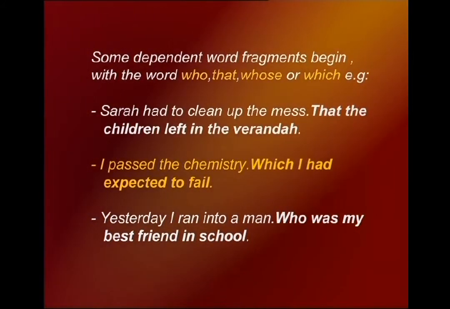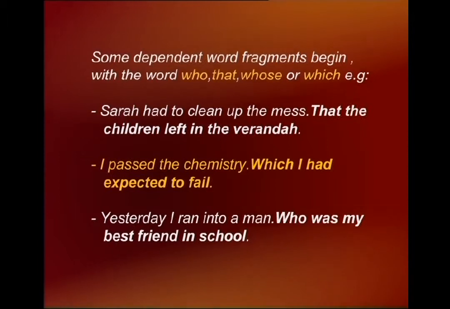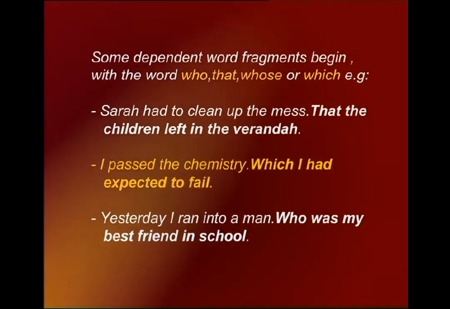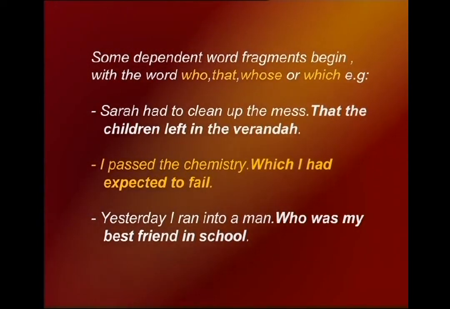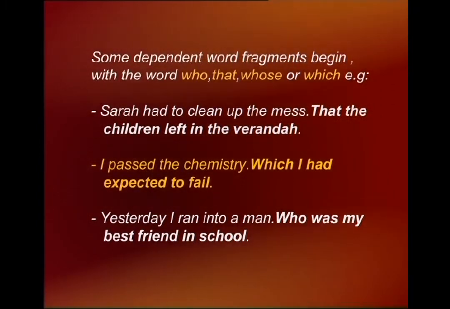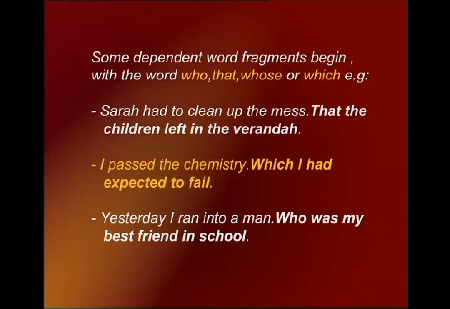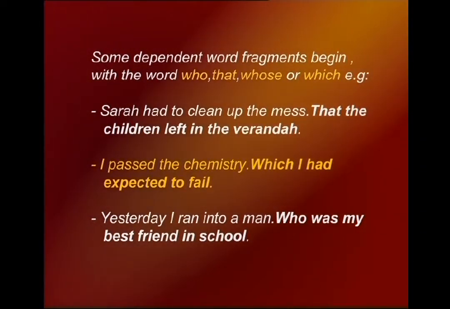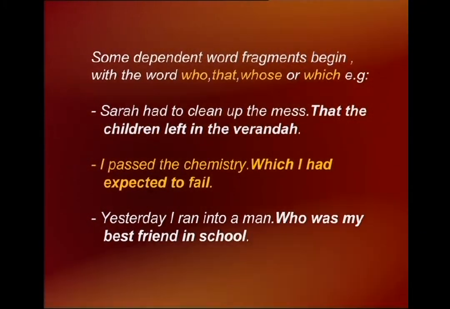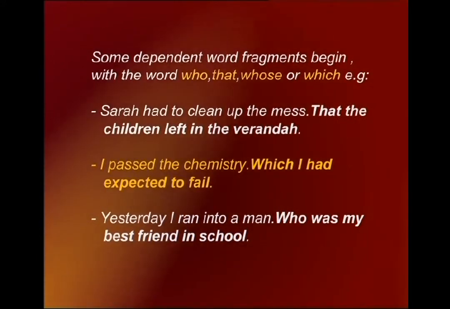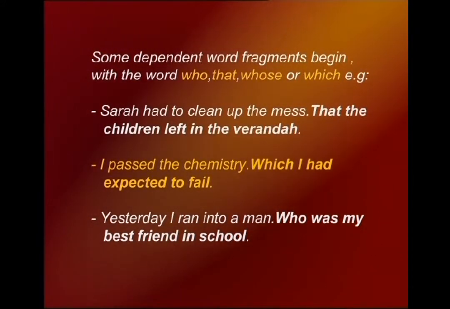Then second sentence, I passed the chemistry course, which I had expected to fail. The dependent statement begins with the word which, which is not the usual dependent word. Number three, yesterday I ran into a man. Full stop. The second half is, who was my best friend in school? Now, this type of fragment is best corrected by attaching it to the sentence that comes before it.